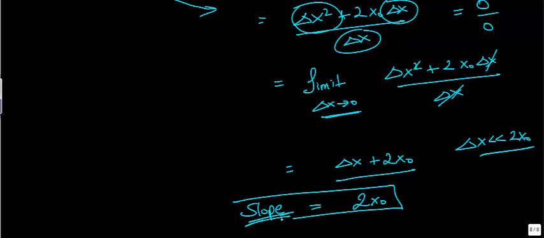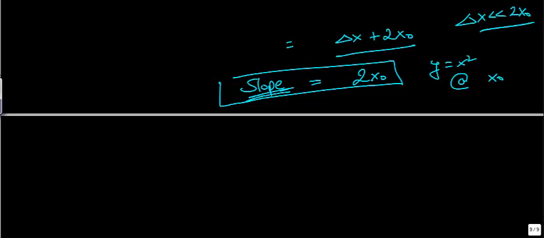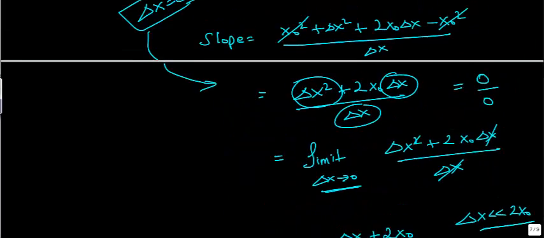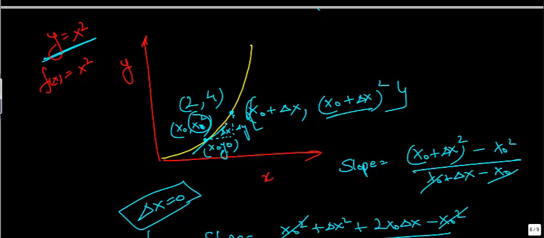Slope of y is equal to x square at x0, right? You can just substitute the value of x0, which by the way is 2, and then you will get your slope to be equal to 4. This means that this particular tangent over here at 2 comma 4 has a slope of 4. That means the angle that it makes with the positive x-axis, the tan of that angle will be equal to 4. It's another way of finding the slope.